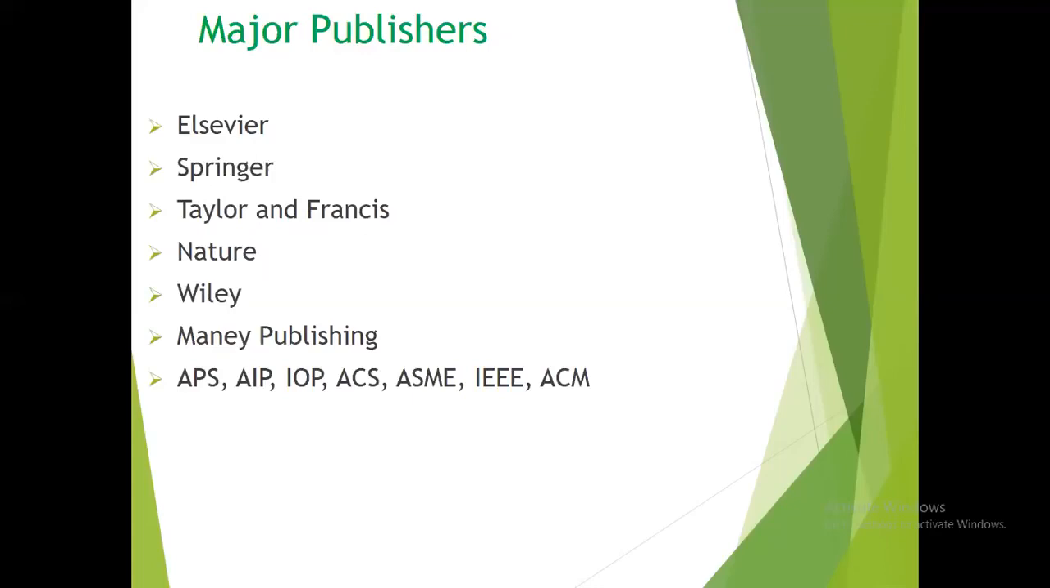You can consider the predictive journals. Among major publishers, generally the ones we follow are Elsevier, Springer, Taylor and Francis, Nature, and Wiley, among many publishers. At the same time, there are society journals like APS, the American Physical Society, AIP, the American Institute of Physics, ACS, the American Chemical Society, and ASME, the American Society of Mechanical Engineers. All of these are society journals which are very prestigious.